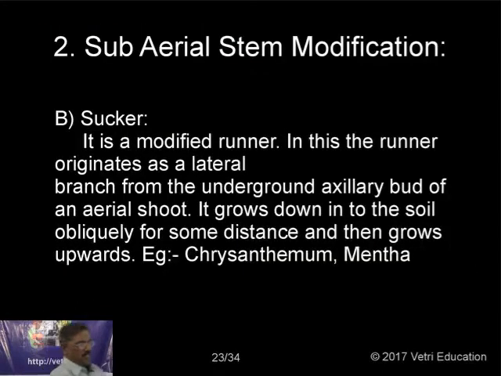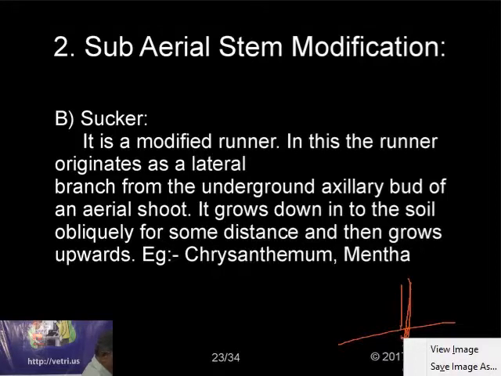Now the next one is the sucker. It is just like a modified runner. It originates as lateral branches underground, and they grow up to a distance and develop into a new plant. See, look here. The plant is in the ground. Part of the stem is also below the ground. From this, a branch develops obliquely and comes up and develops into a new plant.